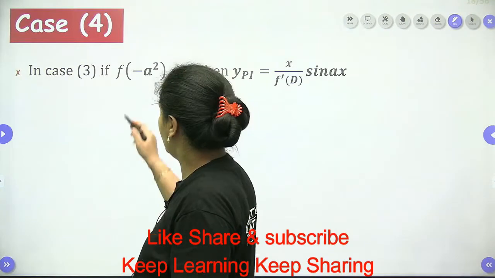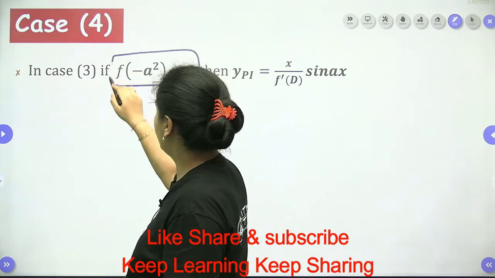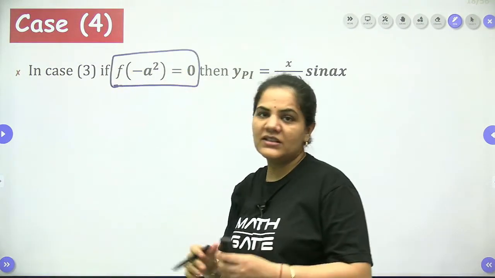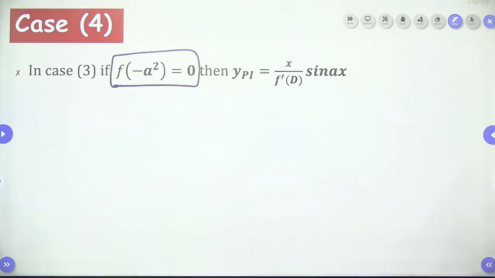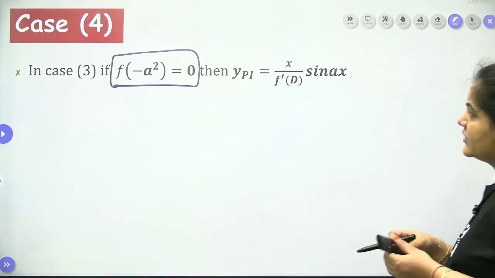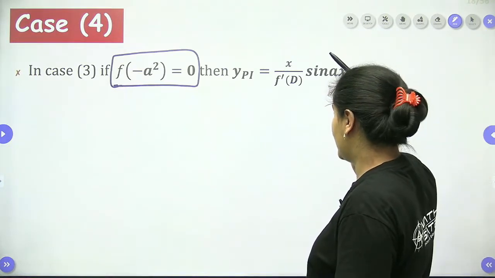To case number 4. Case number 4 is if your f of minus a square is 0, which we discussed earlier. If your f of minus a square is 0, then what happened to this case? So if your f of minus a square is equal to 0, dear students, what happened to this one? Let's have an approach.